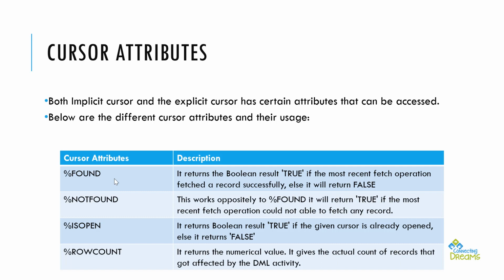Then we have percentile is open. This attribute returns a Boolean result: true if the given cursor is already open, else it returns false. And finally, we have the cursor attribute percentile row count, which returns, in numeric form, the actual count of records that got affected by the DML activity.